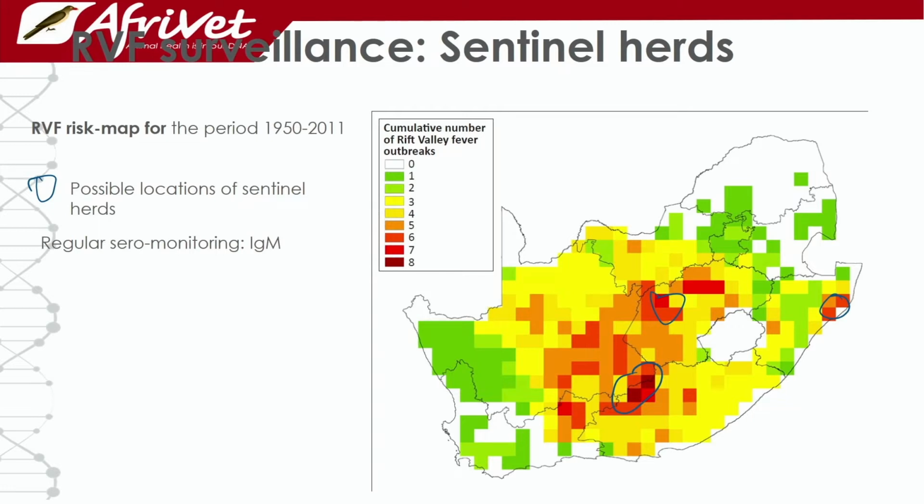So one strategy to monitor is to have sentinel animals. You take a group of sheep, for example, on a farm where you know they're naive. They don't have the disease. You start collecting blood samples on a regular basis, and then you look for antibodies. The IgM are usually the ones that come up early in the infection. So you can monitor that on a regular basis and then analyze the data. As soon as you start seeing antibodies, you know that the likelihood of disease is there.